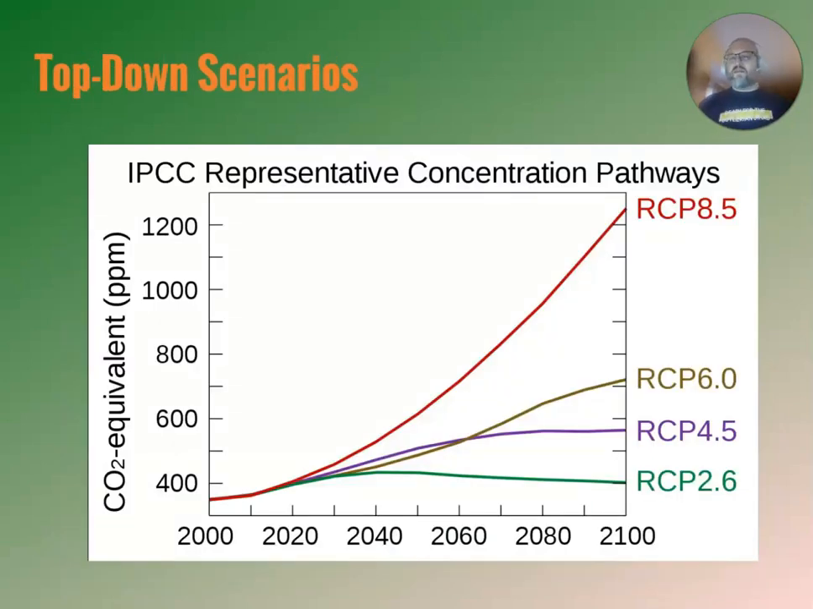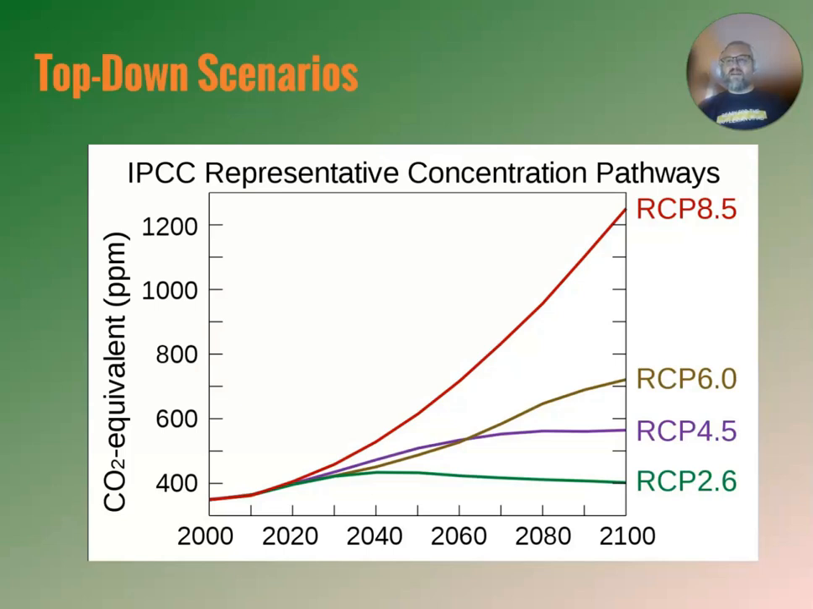We also can build some top-down scenarios. And these are the ones being used in the latest IPCC report. They're referred to as representative concentration pathways. So if you see that RCP, that's representative concentration pathway, that means it's a top-down scenario. And each of these is RCP some number. That number is the radiative forcing due to human activity in the year 2100 in watts per square meter.